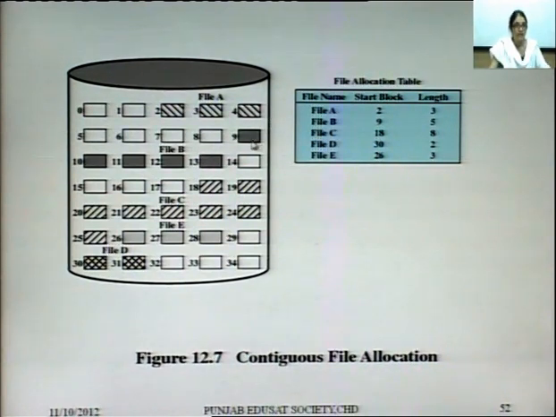Secondly, there is file B, which is starting at 9 and ending at 13. So its total length is 1, 2, 3, 4, 5. Similar is the starting block and length of each and every file which is stored in the contiguous file allocation method. But its disadvantage is that external fragmentation occurs here, so we need to compact the size of the files.